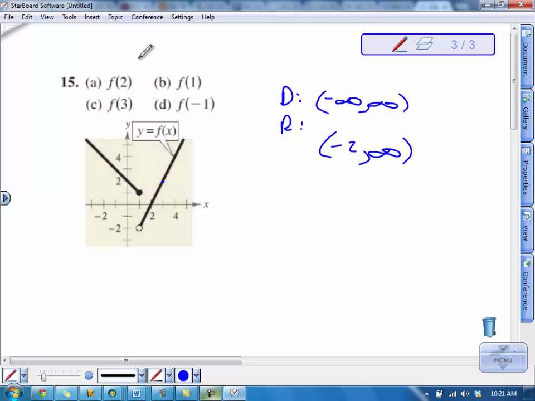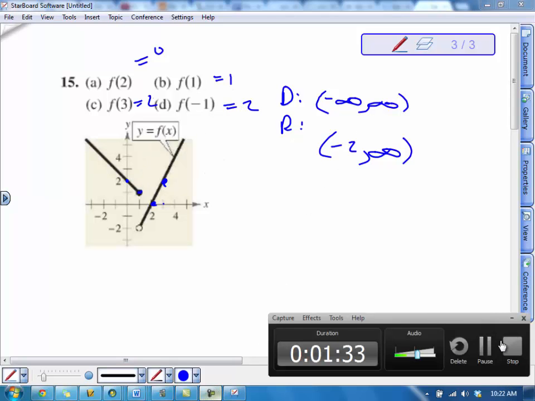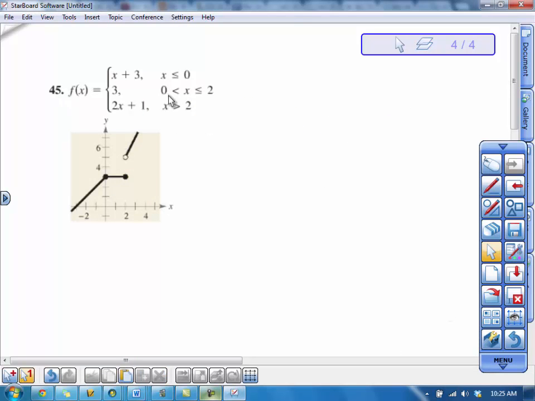Now, f of 2 is, if I plug in 2, I get 0, right here. F of 1, when I plug in 1, I get 1. F of 3, when I plug in 3, I get 2 for the y value. And if I plug in negative 1, I get 2 for the y value, just from this graph. So, you know how to do problems such as those. Okay, let's try another one similar to what you'll see.